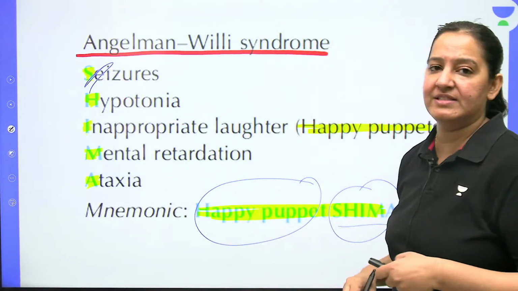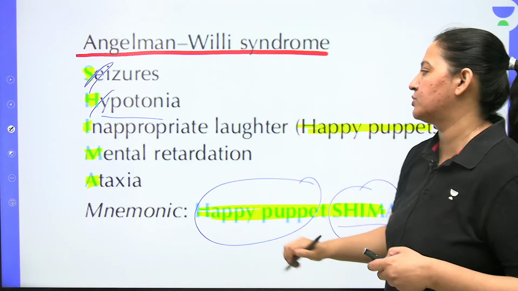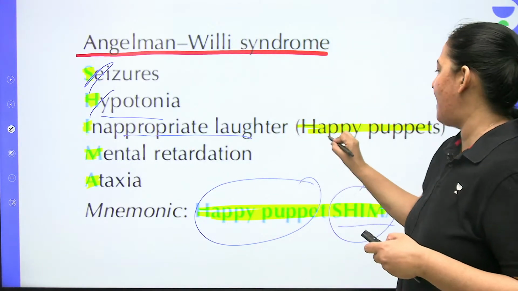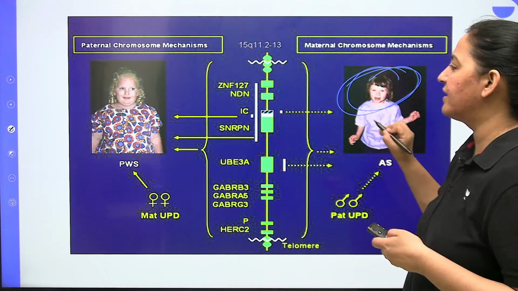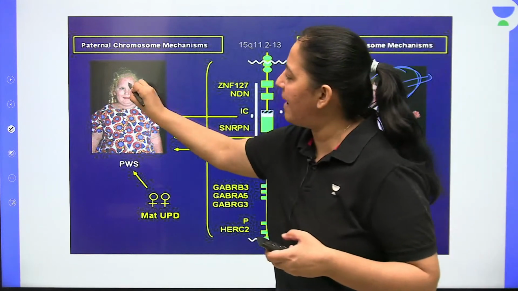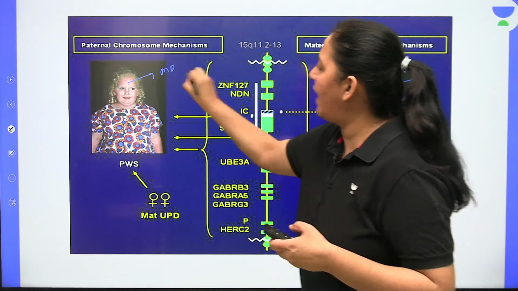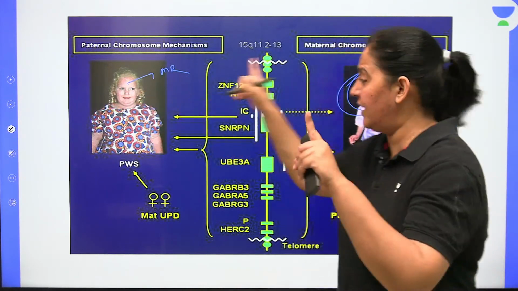So this child always has seizures. Hypotonia is a common feature for both, for Prader-Willi also, for Angelman also. It is inappropriate laughter. Happy puppet. That's why they always laugh. You can see the girl is laughing here, right? She has mental retardation, and she has seizures. So in the brain, you have one abnormality: there is mental retardation, there is seizures.